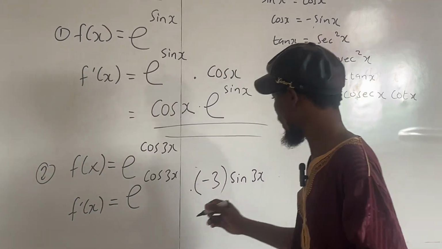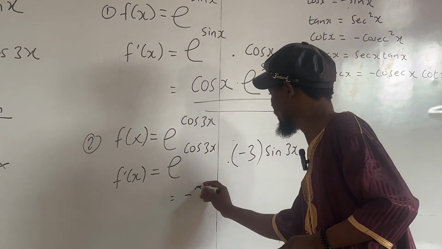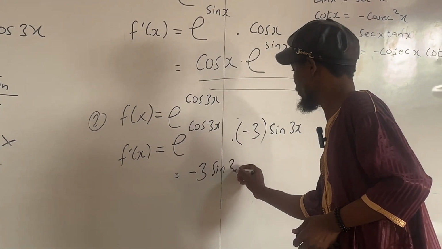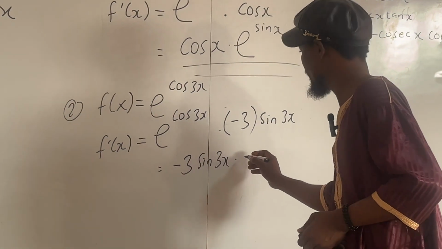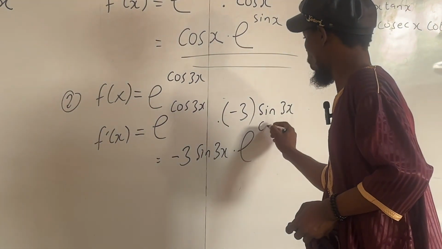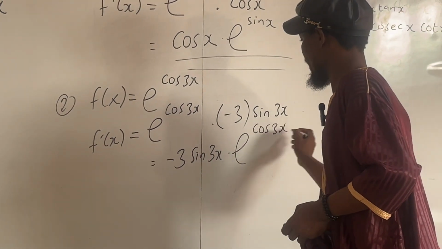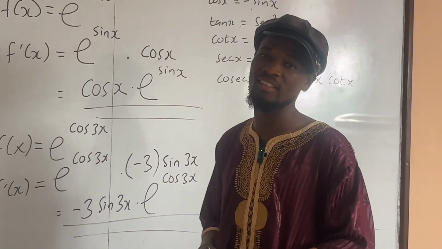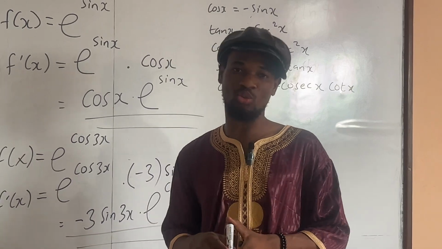So my final answer is negative 3 sine of 3x multiplying exponential cos 3x. As simple as that.